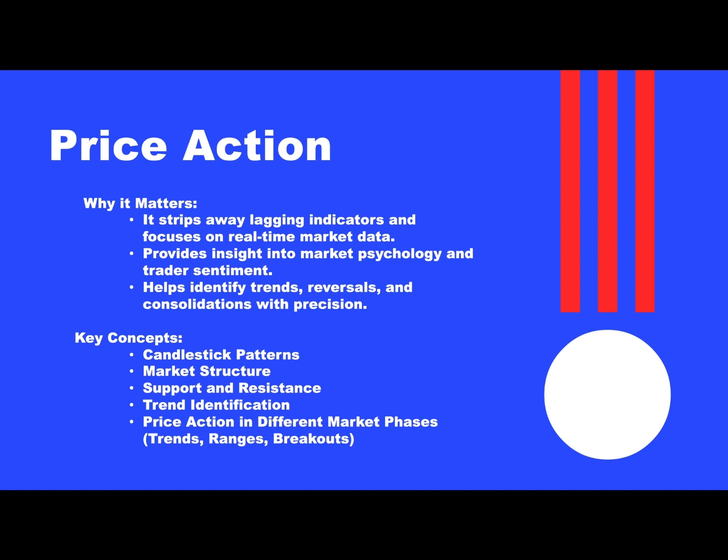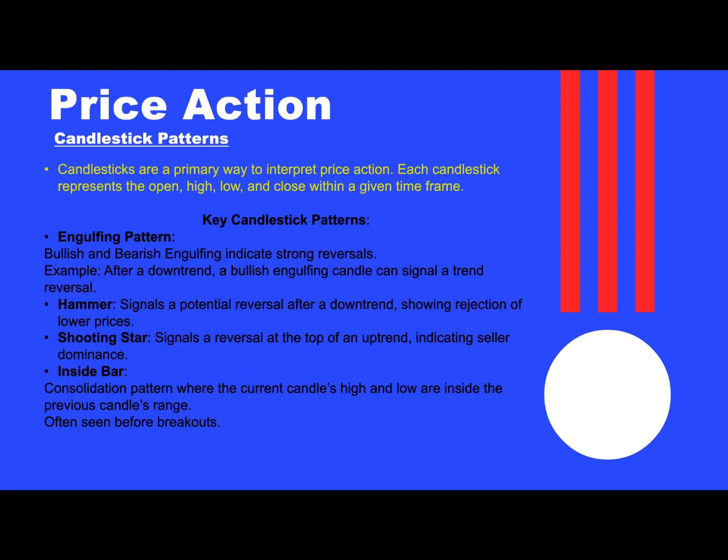Trade identification: how to identify trades now with all these concepts that we're going to learn, and then price action in different market phases. Of course, we have three types of markets, and I think I talked about this in a different video. We have trending markets, ranging markets, and choppy markets. Okay, yeah. So breakouts is not a type of market, but it is a type of price action that we'll be talking about as time goes by. Okay, yeah. So price action.